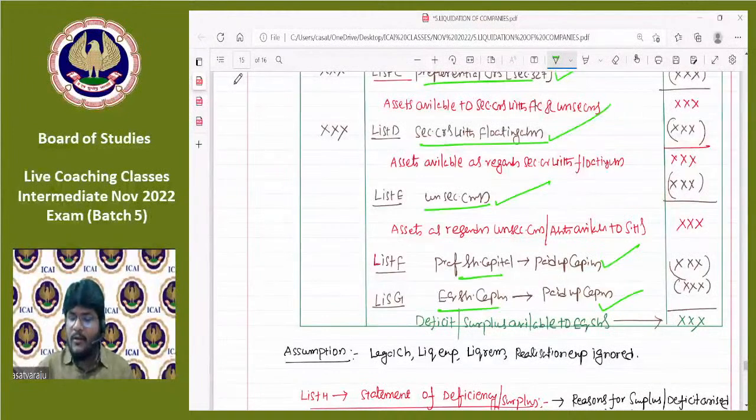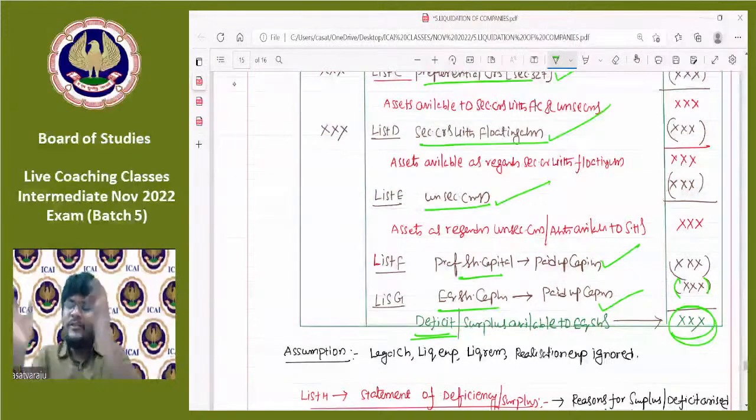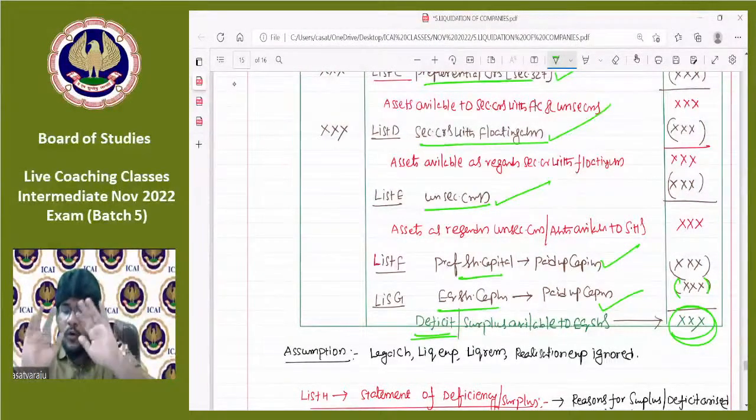If, after putting the entire paid up capital, the amount comes as a negative figure, then we can treat it as a deficit. Because in the estimate, whatever cash is available, that available amount is just distributed among the equity shareholders. Now, we don't do it like that.